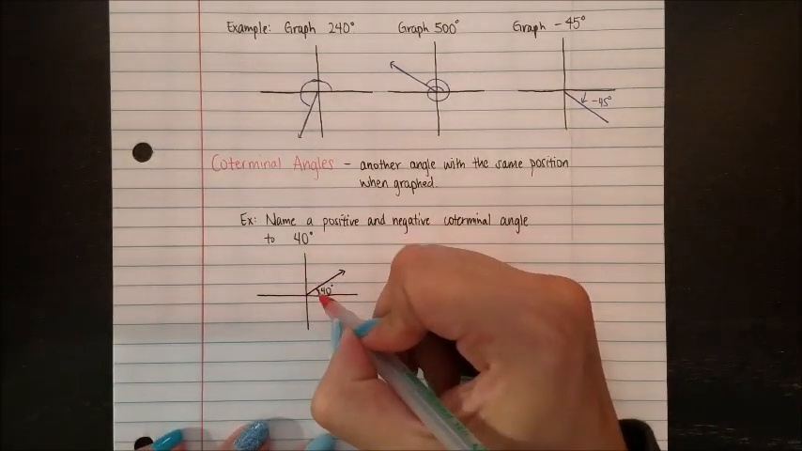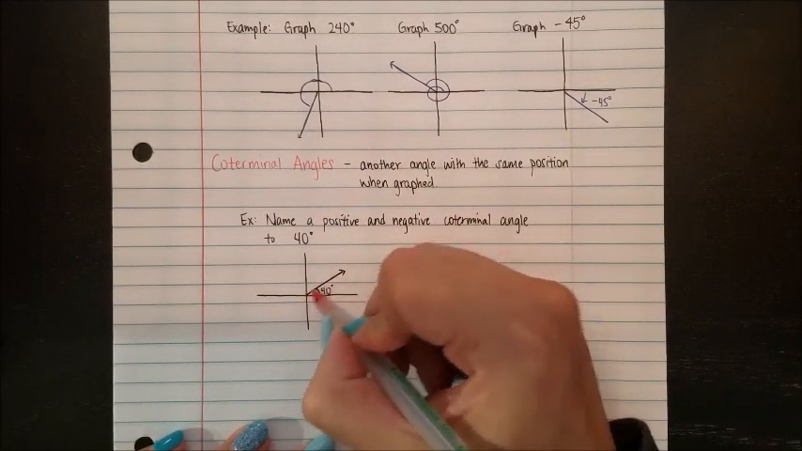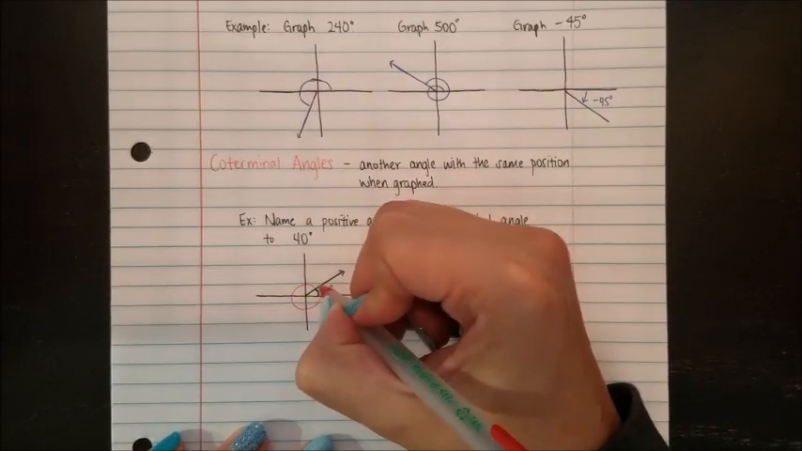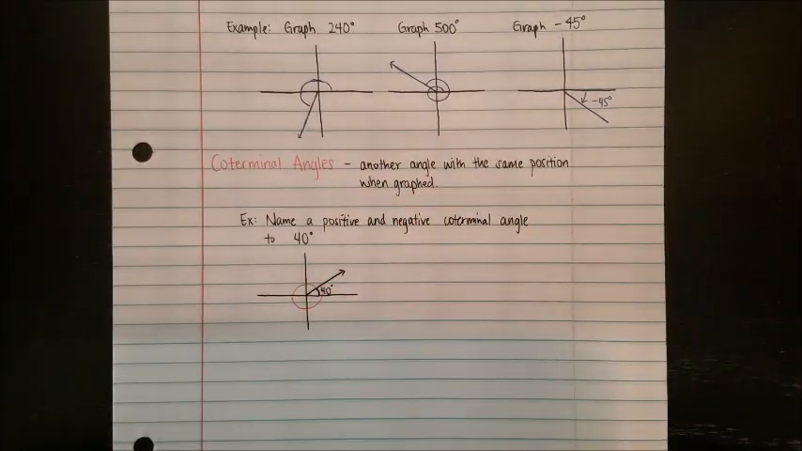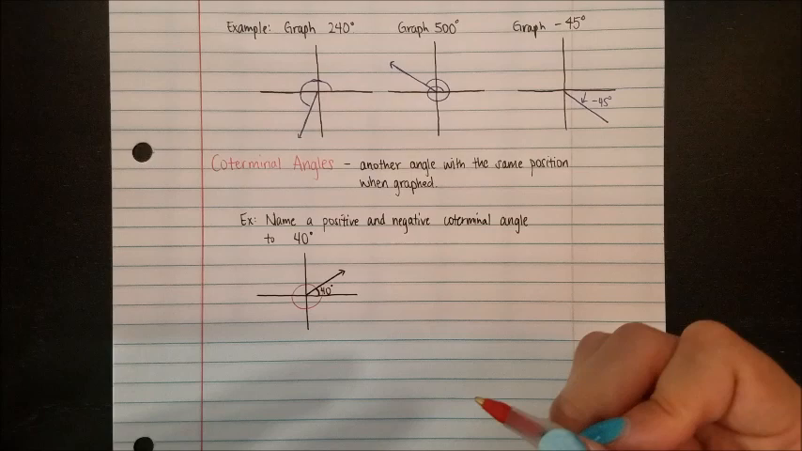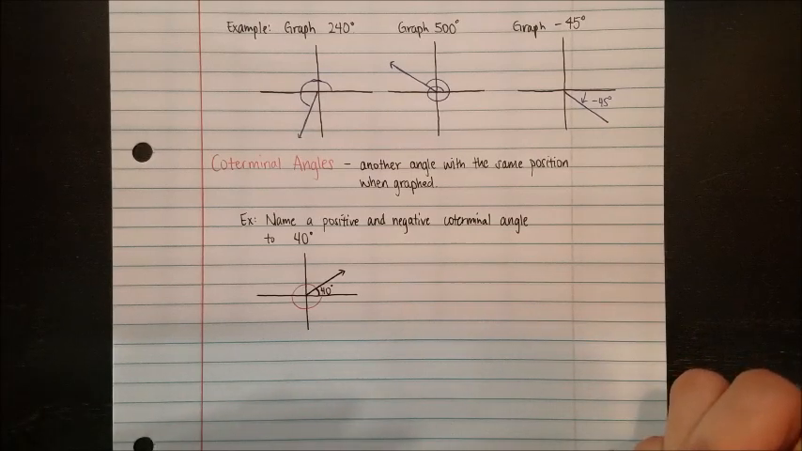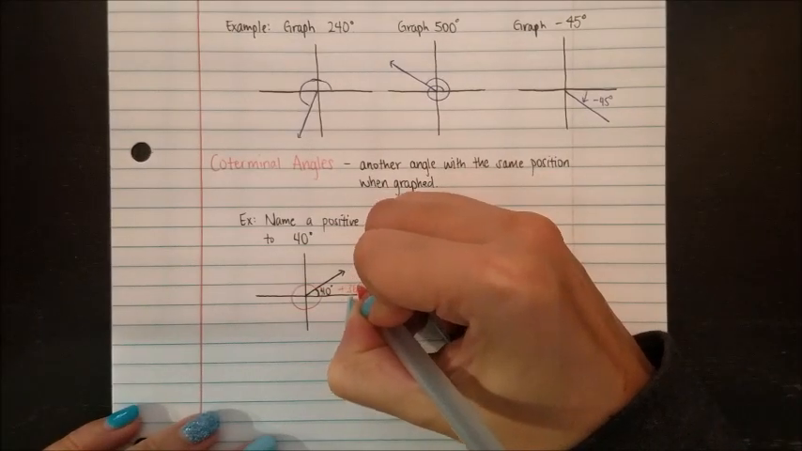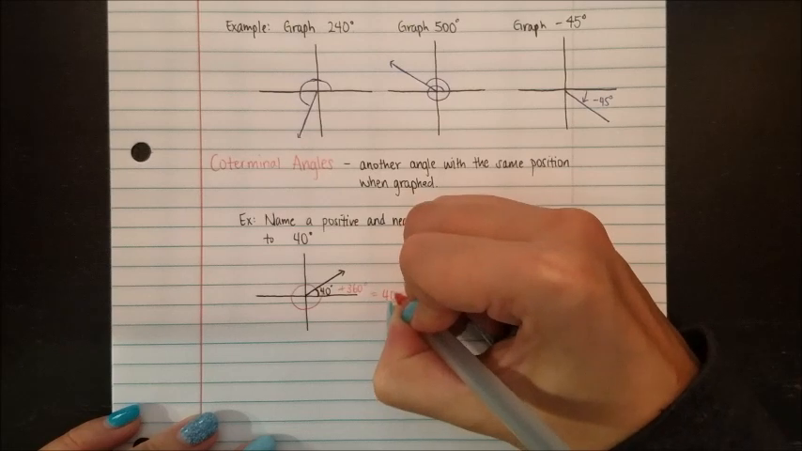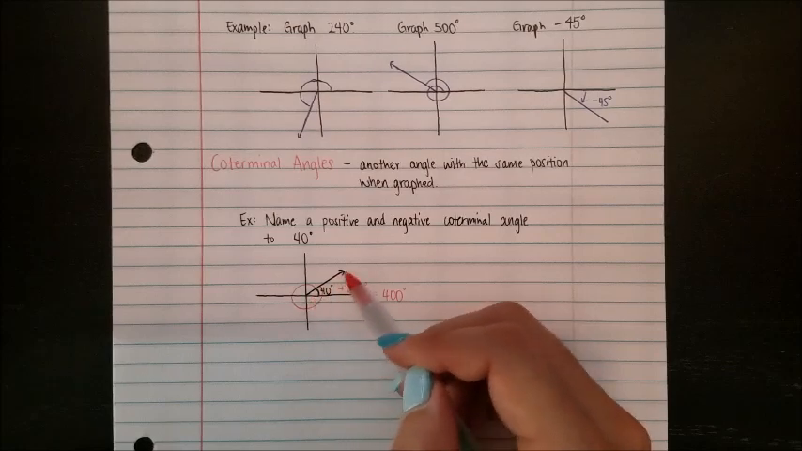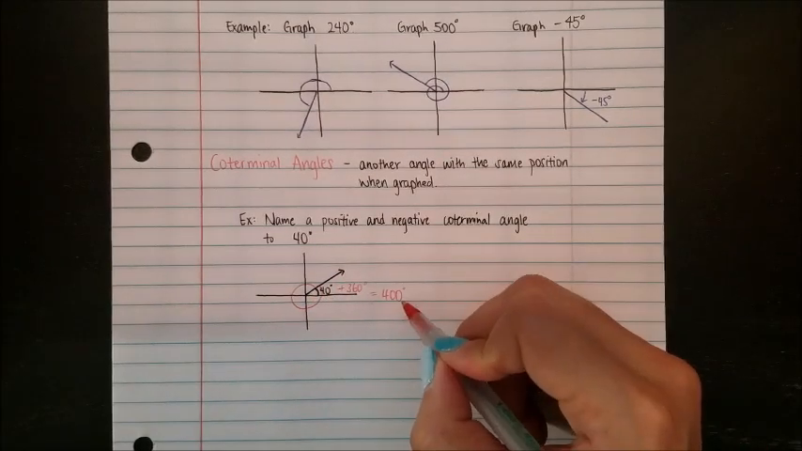Like here, I went up by 40 degrees to get to this spot right here, or I could go all the way around and then graph that angle. That would end up in the same spot as well. So what angle measure would that be where I would go 40 and then go all the way around again? Normally when we go all the way around a circle, it's 360 degrees. So if I just add 360 to the 40 degrees, that would give me 400 degrees. So 400 degrees, if I were to graph that out, would lie in the same spot as 40 degrees. So that's a coterminal angle.